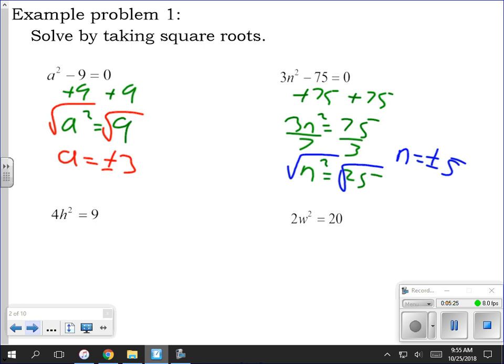Okay. 4h squared equals 9. My first step is to get the h squared by itself, so I divide both sides by 4. h squared equals 9 fourths. Do not, unless it divides evenly or reduces evenly, do not rewrite it as a decimal or a mixed fraction. So I get h squared by itself.